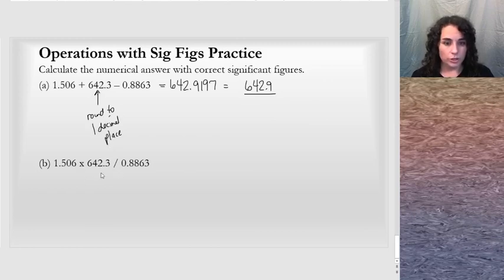Multiplication and division, what we're going to do is count our number of significant figures. What I'm going to note in this situation, this has 4 significant figures. This has 4 significant figures. And also this has 4 significant figures. They had different numbers of decimal places, but they have the same number of significant figures. So when I run it through the calculator, I'm going to get a value. And what I got was 1091.3954664. You can do it for yourself.